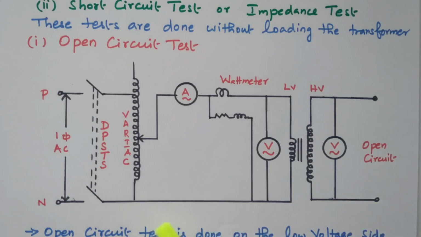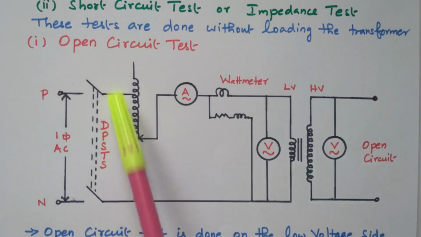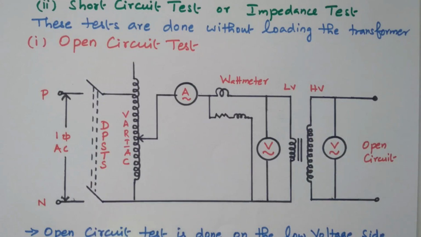Let us consider this transformer. This is the primary winding, this one is the secondary winding, and this is the low voltage winding. The no load test is always performed on the low voltage winding. The high voltage winding is kept open. This is the high voltage winding. In the open circuit test, all measurements are made on the low voltage winding, and the high voltage winding is kept open.